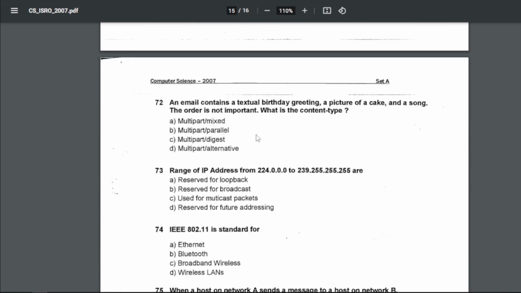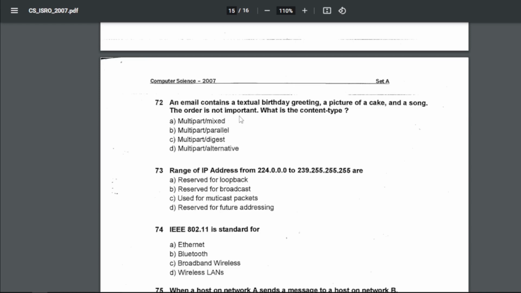72 is: an email contained a textual birthday greeting, a picture of a cake, and a song. The order is not important. What is the content type? Basically, here the content type is B, that is multipart and parallel, right? So B will be the answer.